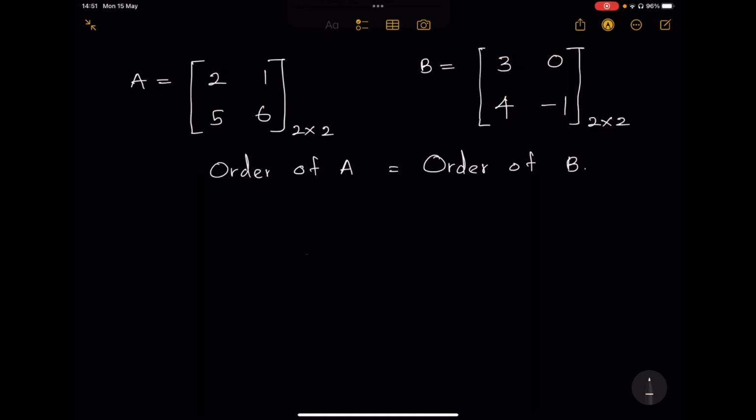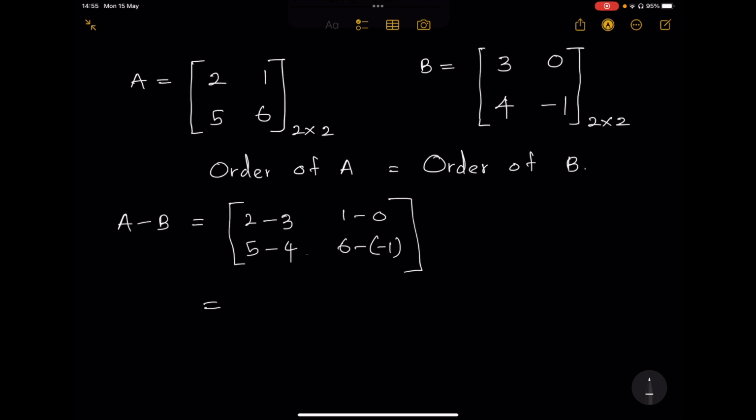Next, we are going to get the subtraction of these two matrices. To do that, these two matrices' orders should be equal, same as in adding two matrices. To get A minus B, we have to subtract corresponding elements. So, 2 minus 3, 1 minus 0, 5 minus 4, 6 minus 1, square brackets.